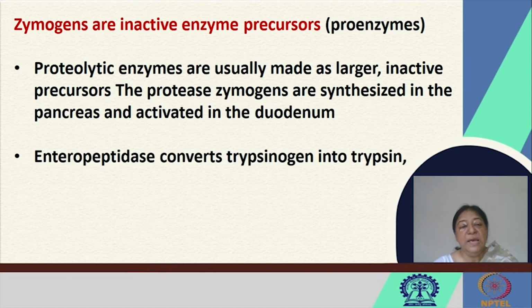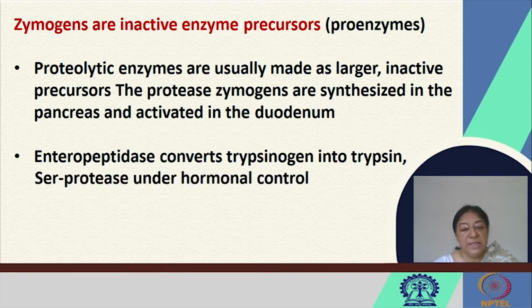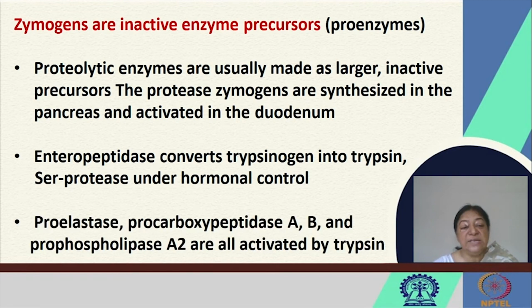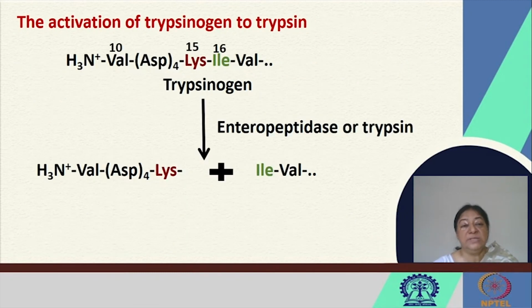For example, enteropeptidase is one such protein that converts the trypsinogen into trypsin. That is the serine protease under hormonal control. Then we have proelastase, procarboxypeptidase, prophospholipase. All of these are proenzymes. And the way they act has been shown as an example here in the activation of trypsinogen to trypsin.